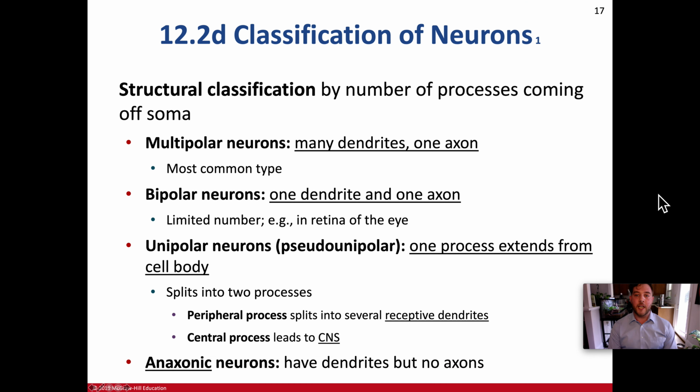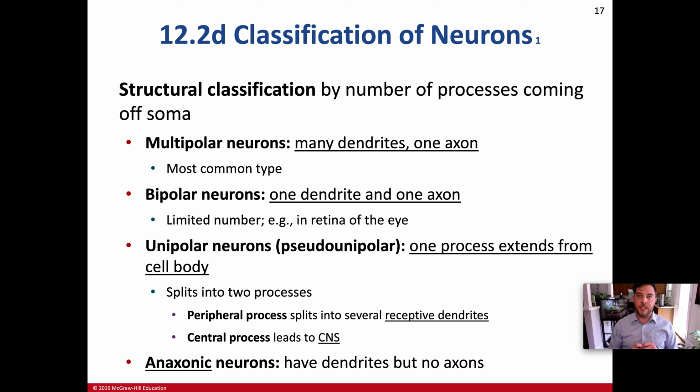So, structural classification of neurons. They are classified by the number of processes coming off of the soma. So you have multi-, bi-, and unipolar neurons. Multipolar neurons are going to be your most common type. They have many dendrites, but only one axon. That means they can receive signals from a lot of different neurons, but they only transmit it out through one. Makes sense.